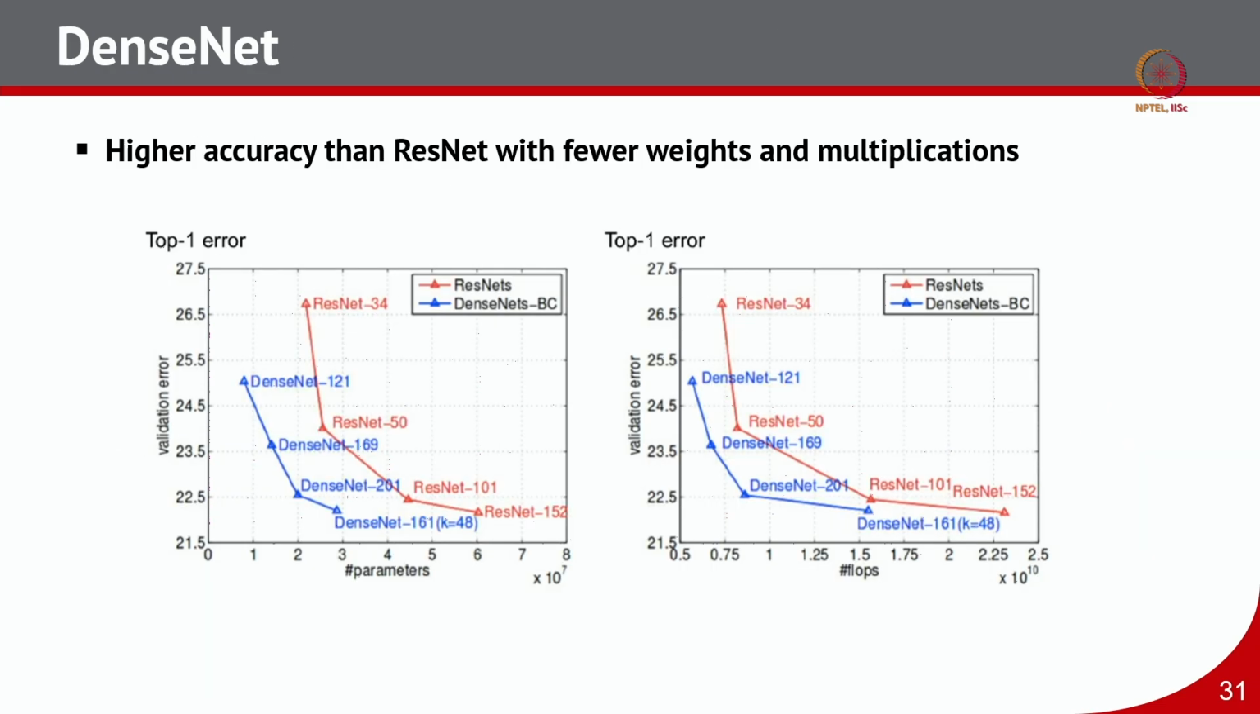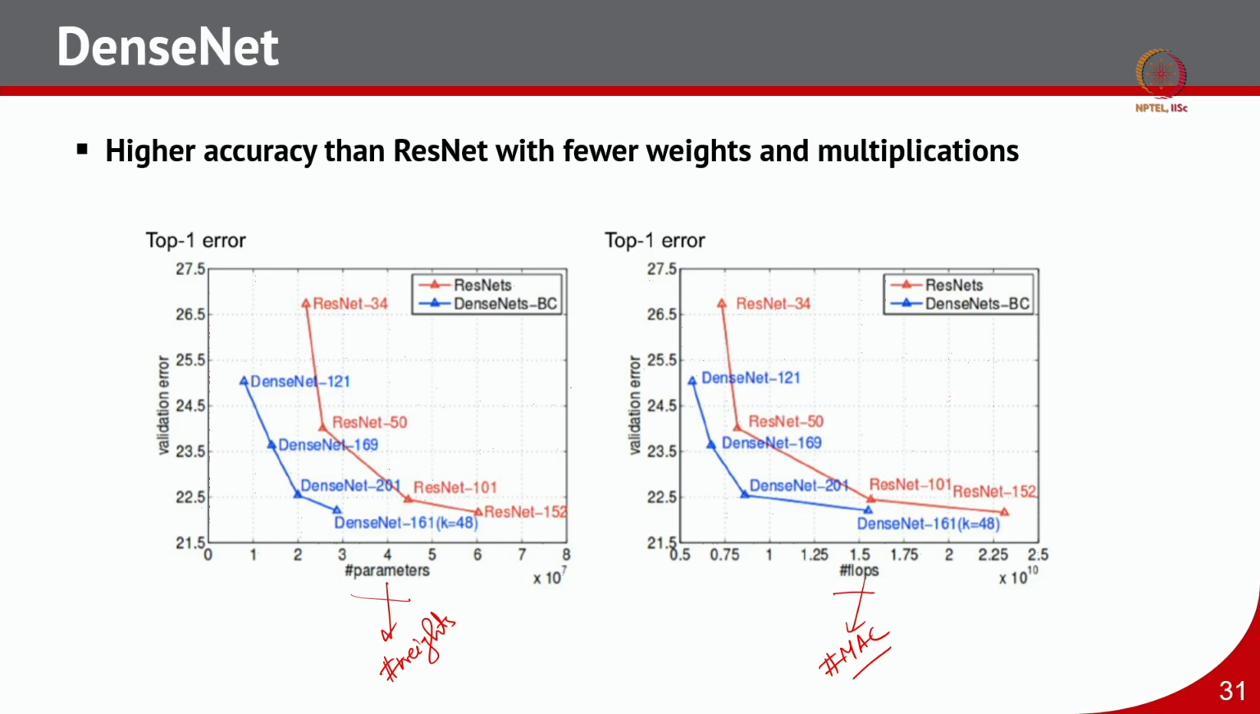Now, let us compare the validation error between DenseNet and ResNet. This particular figure is showing the top one error with respect to the number of parameters, and this particular figure is showing the top one error with respect to the number of floating point operations. Again, parameters, you can think of as the number of weights involved in the neural network, and floating point operations, you can think of as the number of multiply and accumulate operations going on in the deep neural network, right.